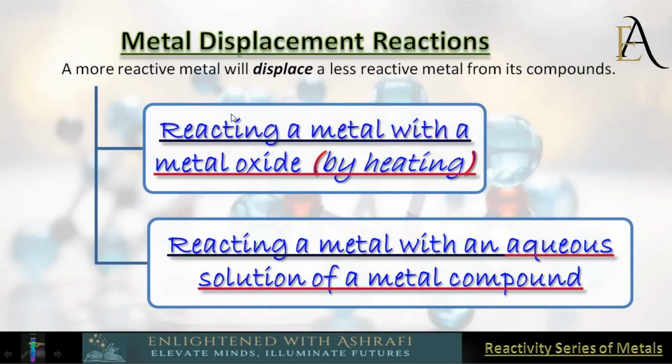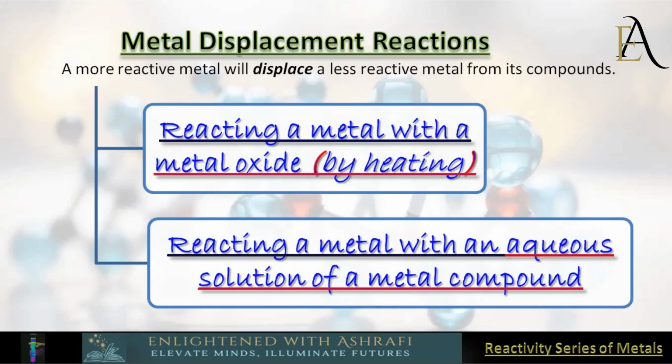Metal displacement reaction is a reaction in which a more reactive element displaces a less reactive element from a solution of its salt. The displacement reaction in a solution helps us to compare directly the reactivity of two metals, and it helps to establish the order of reactivity series. Displacement reaction can be done in two ways.